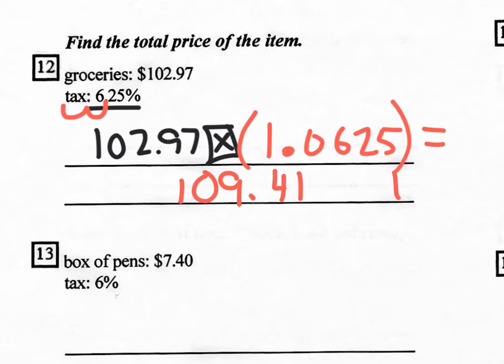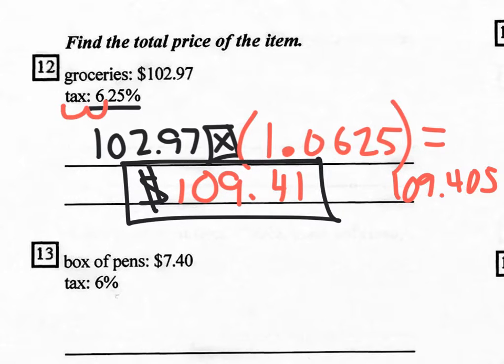So the original was 109.40 what? Let's just say 5. So that third number 5 would make the 0 go up to a 1. So that's why, and especially we do want to round up because we know what cents are, right? So you have to go to $109.41.